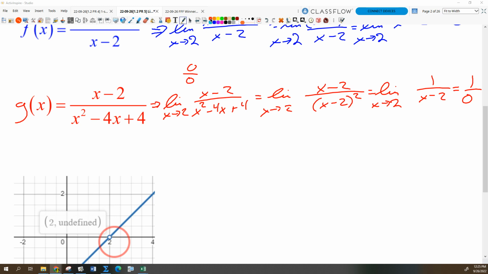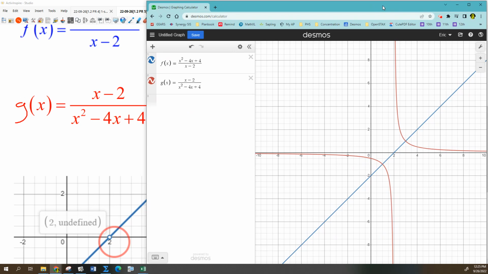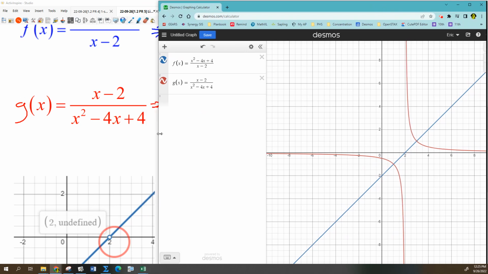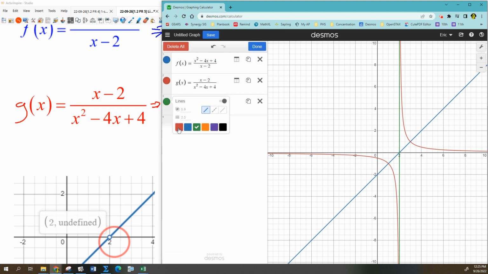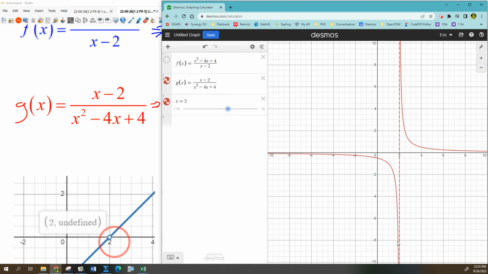Okay, if we look at the graph of the red one now, look what we get. At x equals 2, we get the vertical line, the vertical asymptote x equals 2, right? So let's make that red, let's make it dashed. If I turn this guy off, there's example 2. See the difference? That's clearly a vertical asymptote.